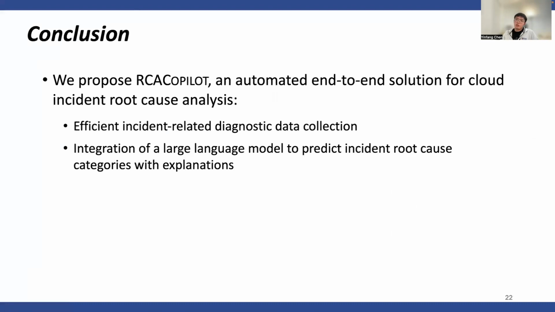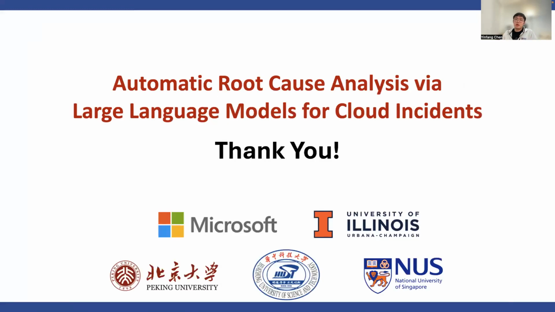So in conclusion, we propose the RCA Copilot, an automatic end-to-end solution for cloud incident root cause analysis. You can regard it as a root cause analysis agent. It can efficiently collect incident-related diagnostic data, and it also integrates a large language model to predict the incident root cause categories with explanations. So that's all about this paper.